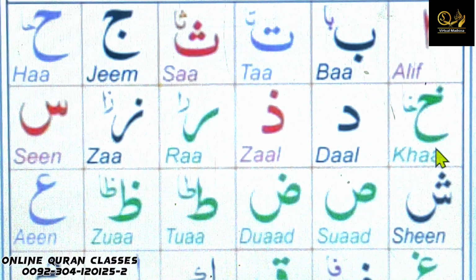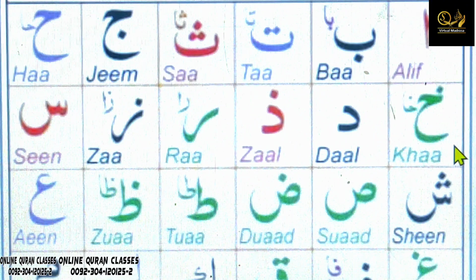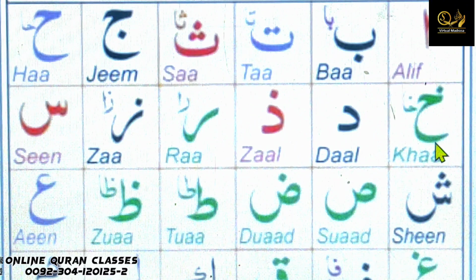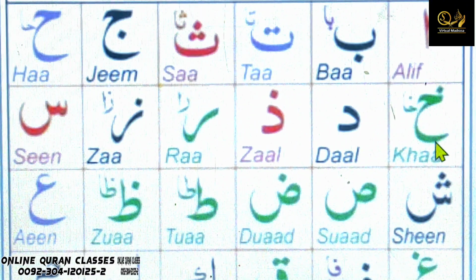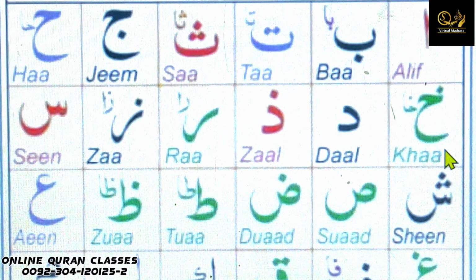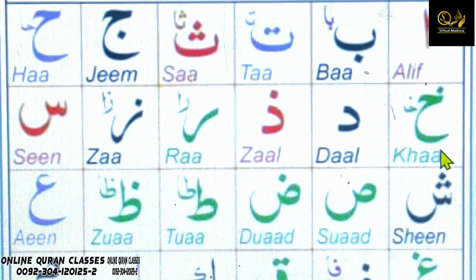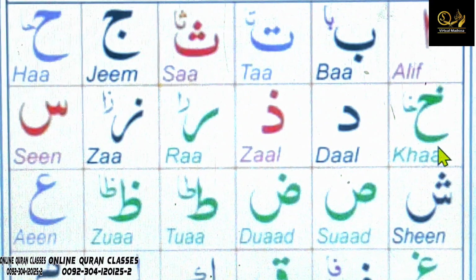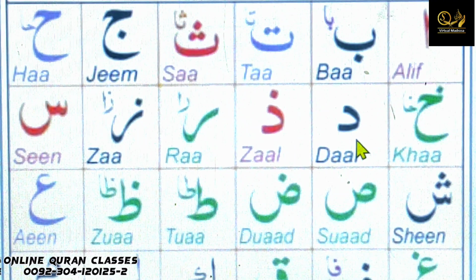Now from here, the second line of this first lesson, the first letter name is Kha. It's a green letter, that's why we read it bold. This Kha originates from the throat nearest to the mouth. And also we stretch it for 2 seconds.